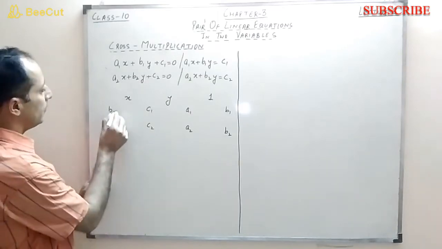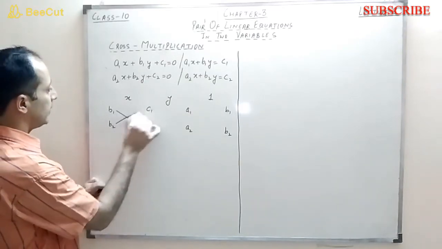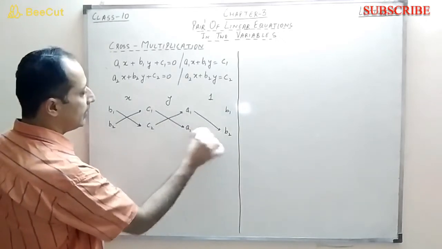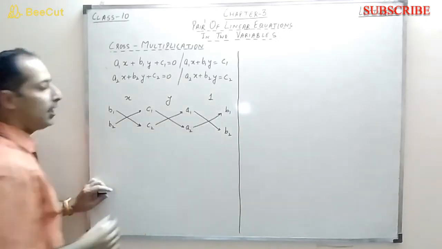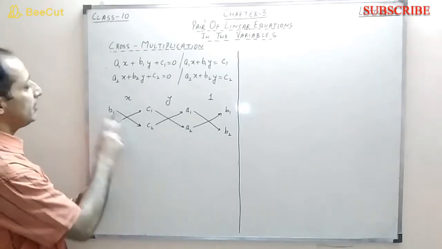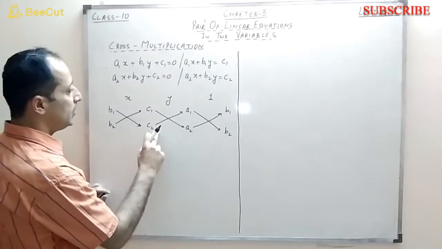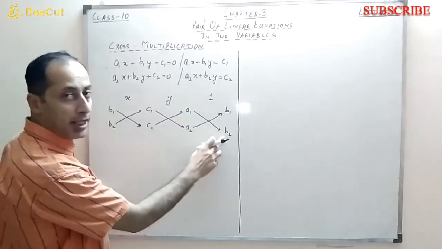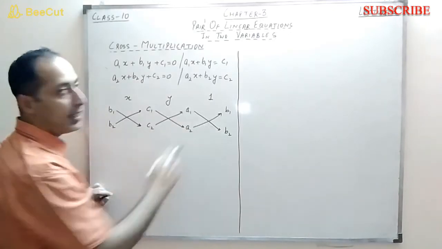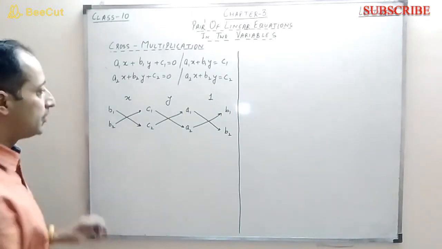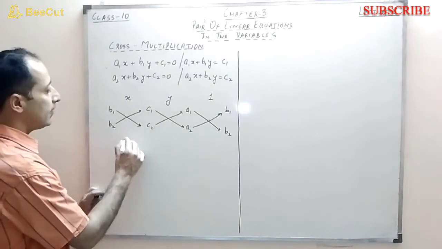Now what is the next step? Next, we put some arrows, something like this. These arrows mean that I have to multiply b1 by c2, b2 by c1, c1 by a2, c2 by a1, a1 by b2, and a2 by b1. Now, after multiplying, what do we have to do? The next step would be something like this.